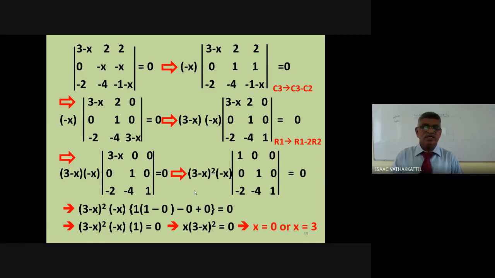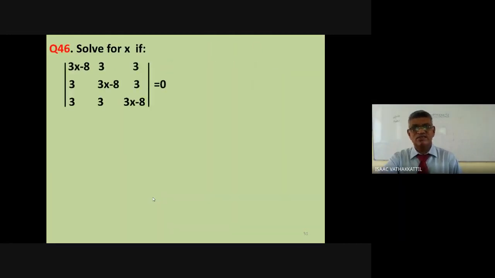Well, by seeing the determinant, you must make out some procedure so that instead of going haphazardly here or there, you must focus on factorizing and getting the value of x. Let's take a few more. Solve for x. Solve for x means find the value of x from this given equation.